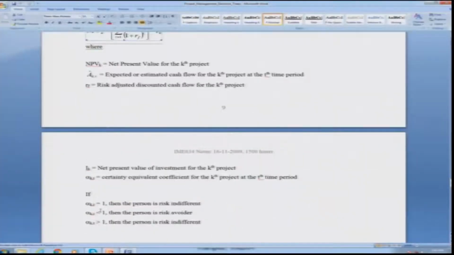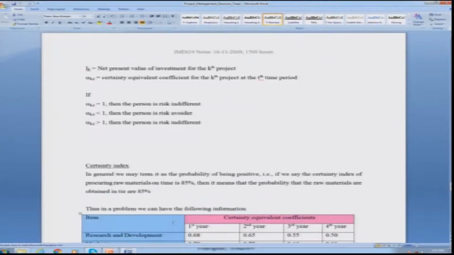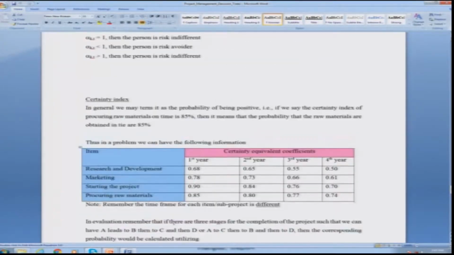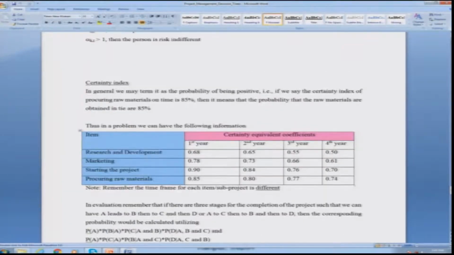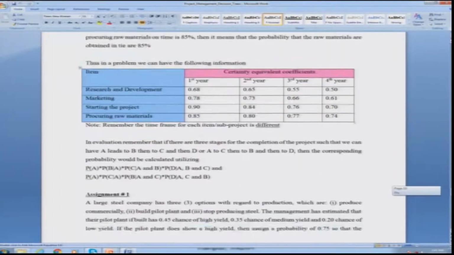So, if alpha kt is 1, then the person is risk indifferent, we will consider that. If it is less than 1, it is a risk avoider, and greater than 1 basically means that the person loves the risk. So, if I consider the concept of certainty value index, in general we may term this as the problem which you are going to consider in a very simplistic sense.